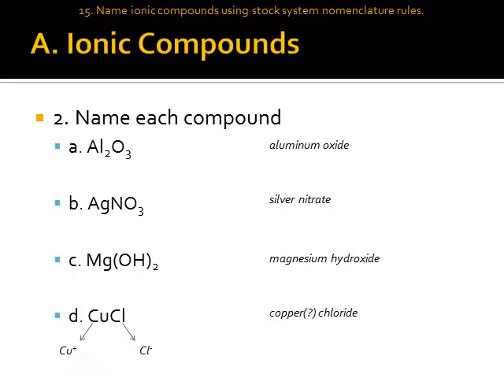So the name of this compound is copper(I) chloride, where the Roman numeral 1 goes in parentheses next to the copper to indicate its charge. So copper(I) chloride.